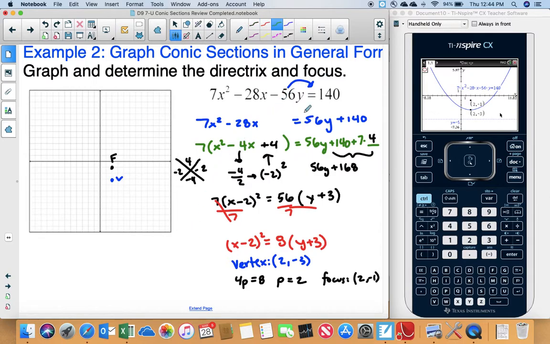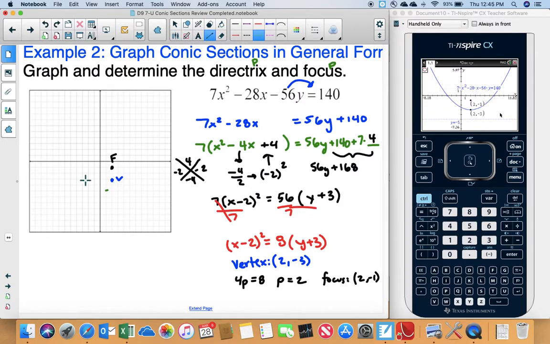And I should label this up here. The focus is letter P. Directrix is also P units away. Now, since P is 2, it's 2 units this way for the focus. It's positive since that's positive. But the other way gives you your directrix. So if I go down 2 units, this would be my directrix there.